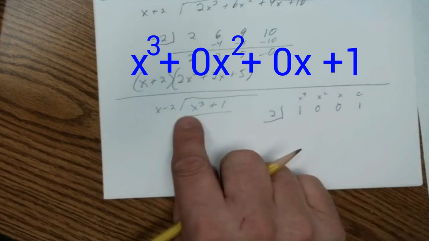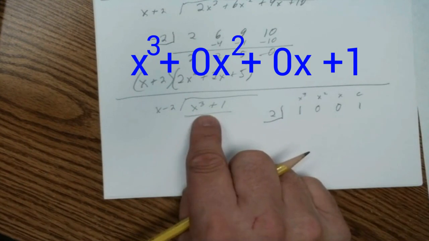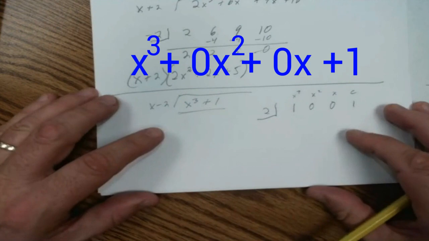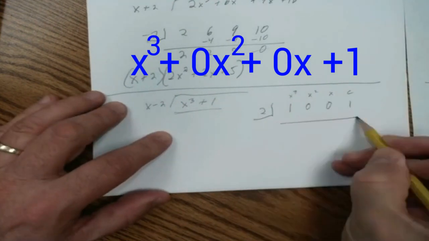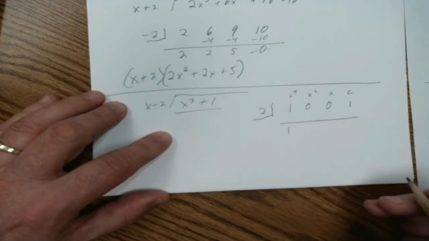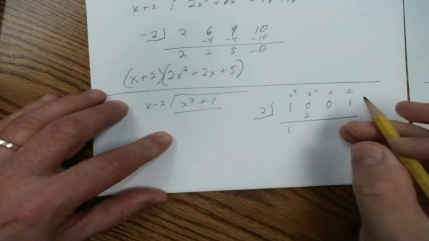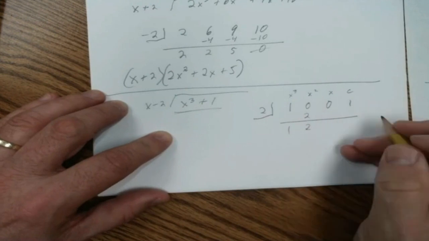But this is x to the third plus 0x squared plus 0x plus 1. And using synthetic division, you have to have those. So first term comes right down. 2 times 1 is 2. Add those together. 0 plus 2 is 2.